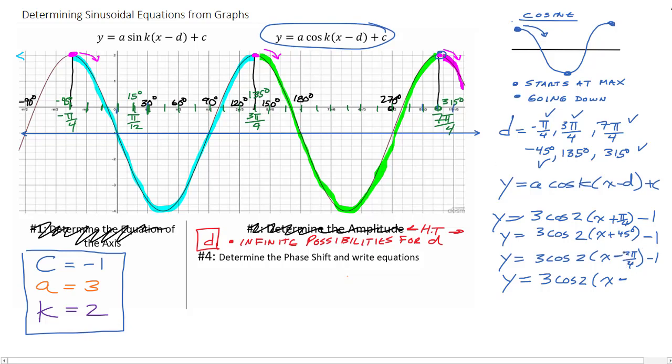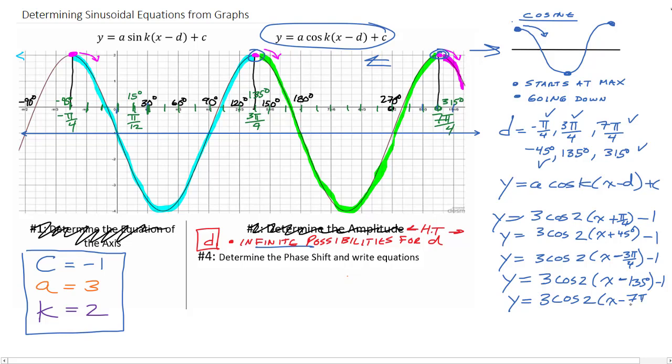x minus 3 pi over 4, x minus 135 degrees. If you put any of these in, it's going to draw the exact same graph. It just chooses this as its starting point, or it chooses this as its starting point, but then it extends it in both directions. So it doesn't matter. It just keeps filling it in. We could make this, like I said, infinite possibilities. We could keep going, picking more and more and more, but they all draw the exact same graph.